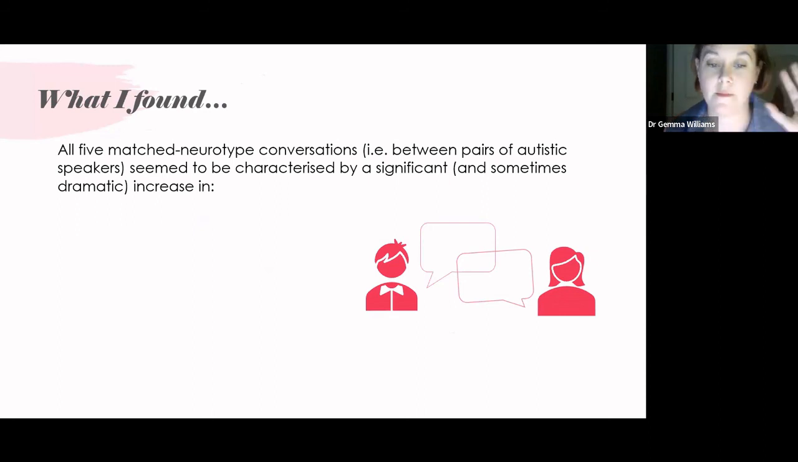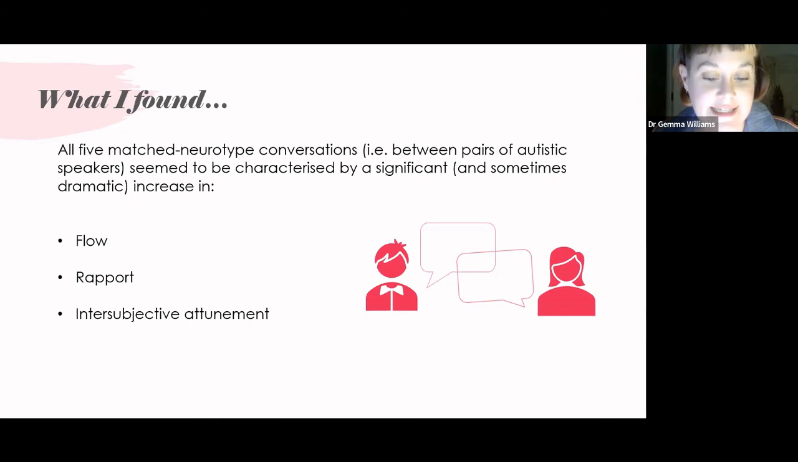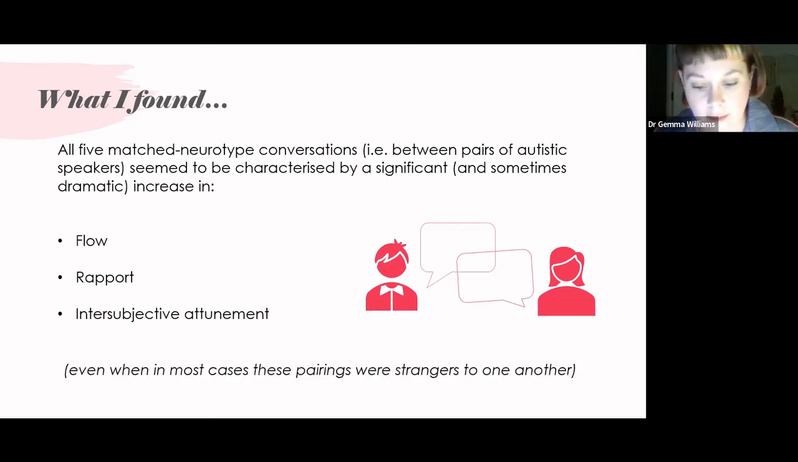All 5 of the matched neurotype conversations between pairs of autistic speakers seemed to be characterized by a significant and sometimes quite dramatic increase in flow, in rapport and intersubjective attunement. So that was things that suggested mirroring or echoing phrases. And for most of these pairings, these were complete strangers to one another. There was only one pair that knew each other, because someone had thought their familiar chosen partner was autistic.